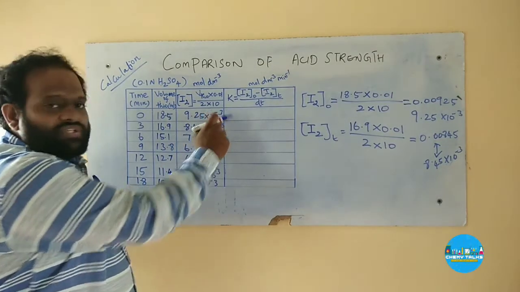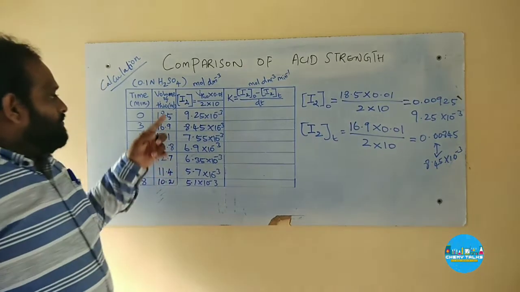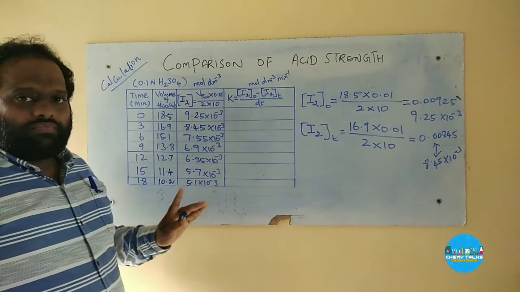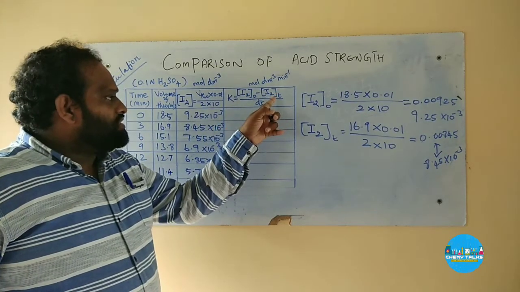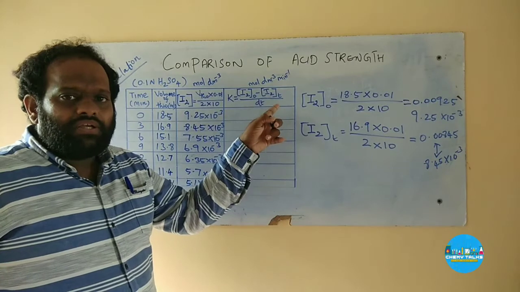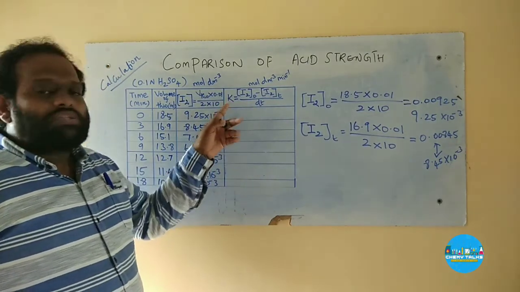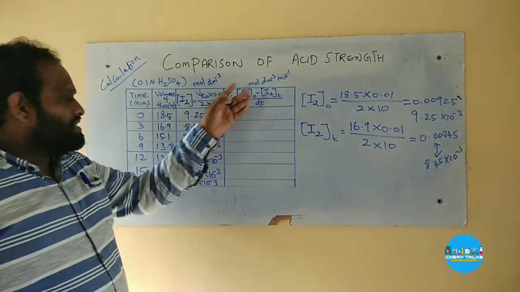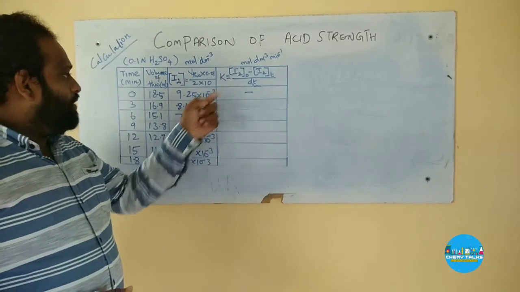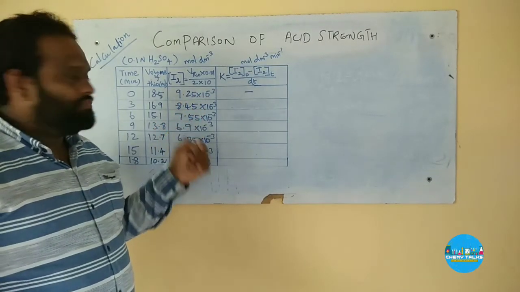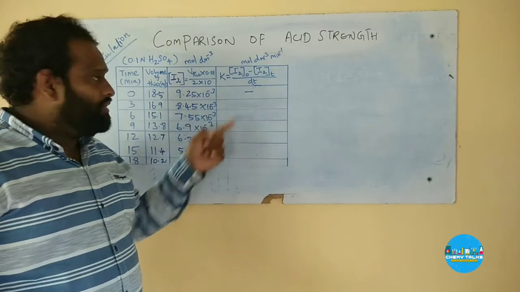This is the initial concentration, the rest are concentrations at varying times. From the initial concentration of iodine and the concentration of iodine at various time intervals with respect to time, we can calculate the rate constant of this reaction.